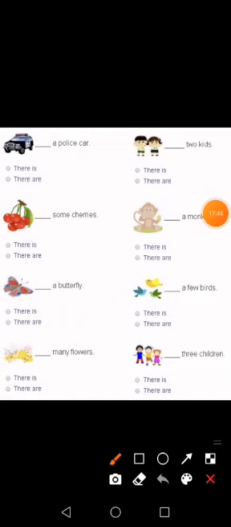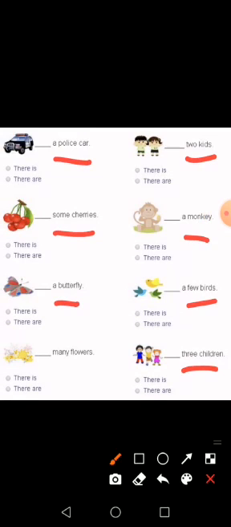Okay, student? Here we have another example. Like here we have a police car, 2 kids, some cherries, a monkey, a butterfly, a few birds, 3 children, and many flowers. So try to answer this question. Choose: there is or there are. For example, a police car. Here we have one police car. So you have to use there is or there are? You have to use there is, right?